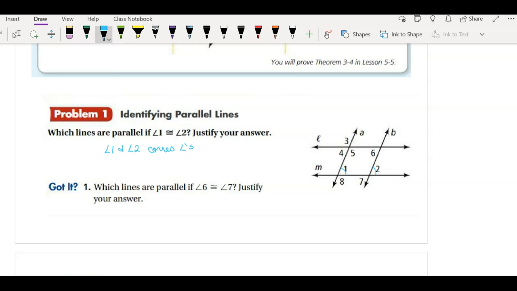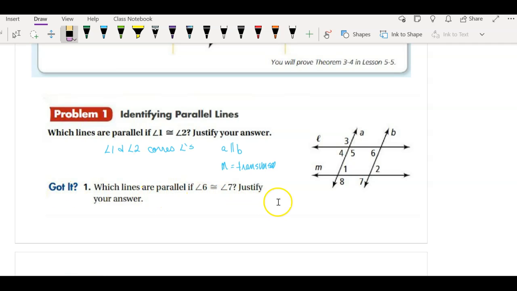So A is parallel to B, and M is your transversal. And that is the converse of the corresponding angles theorem.